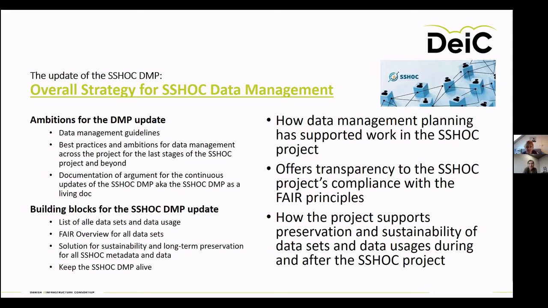So I thought, what should be the ambition for the update? I have stated this here. It was again to outline that this was to be guidelines for data management in the project. It was to show best practices and ambitions for data management, with a special eye on the fact that this was the last stage of the project, and the data management plan should be a living document even after the project has run out. The update should also document or make an argument for the continuous updates of the SHOP data management plan. And again, this is about being a living document.